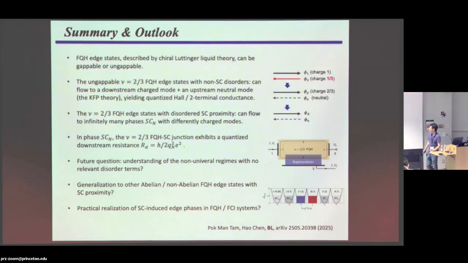Also, the story can be generalized to other abelian states and non-abelian fractional quantum Hall states. I think the answer is yes, and we're exploring some of the ideas. And basically, topologically, the fractional quantum Hall state and fractional Chern insulators are quite similar. So a similar story could apply to fractional Chern insulators, maybe in moiré systems. And yeah, that's all for my lecture. Thank you.